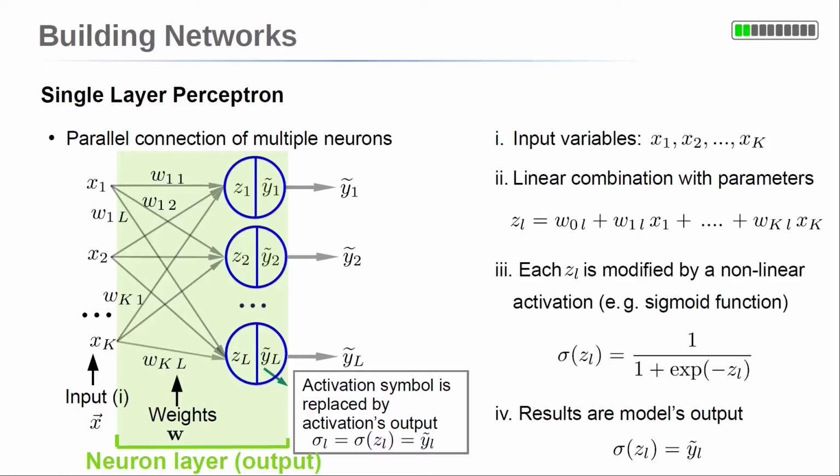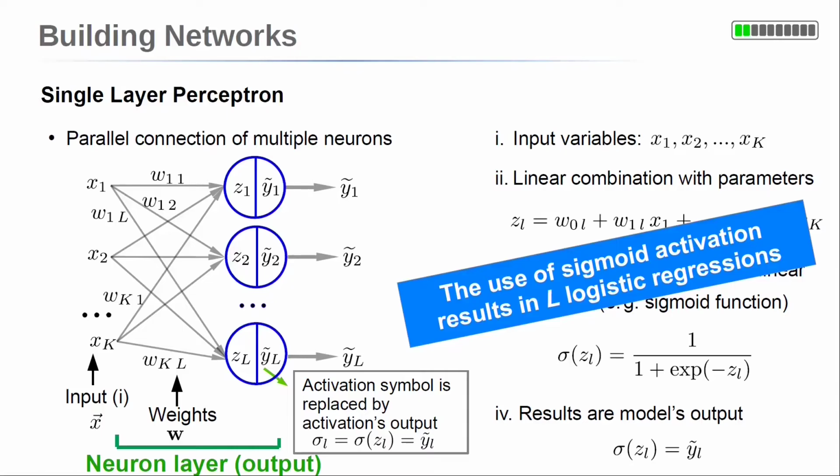The layer has individual parameters for the linear combinations of the input variables as well as the capital L bias parameters. Note that, in theory, each neuron can have a different activation function, but it is common practice to use the same activation function within a layer of neurons. The single layer perceptron shown here uses a sigmoid activation function. So the neural network performs capital L logistic regressions in parallel and gives back capital L results for the output variables.